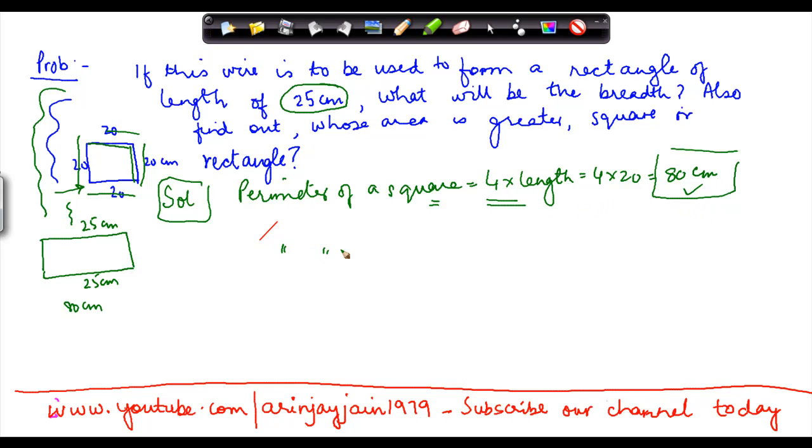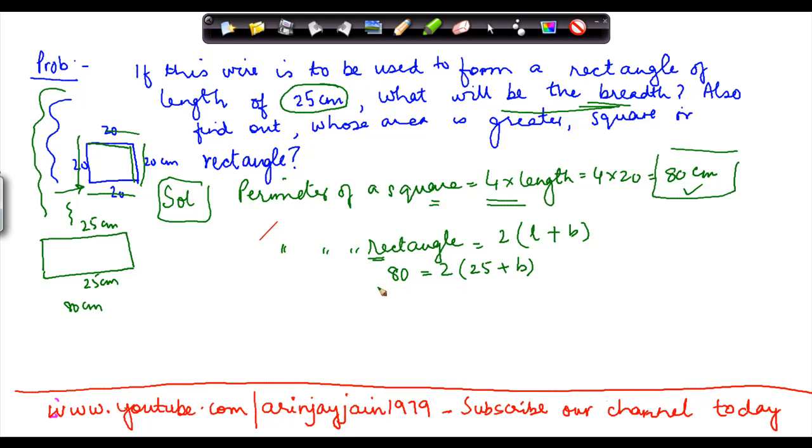So perimeter of a rectangle, we all know, is equal to 2 times the length plus the breadth. We know that the perimeter of the rectangle has to be 80 centimeter. Why? Because that's the length of the wire, is equal to 2 times, and what is the length of the rectangle? That is 25 centimeter plus the breadth. And that's what we need to find out. We need to find out what is the breadth of the rectangle.